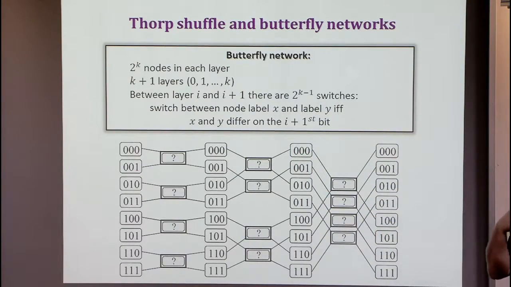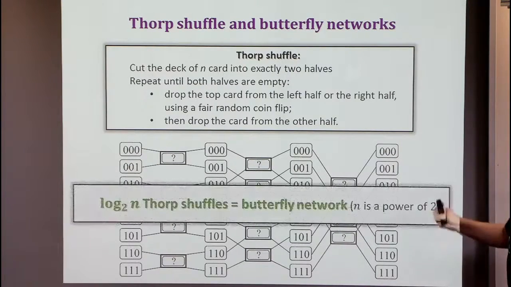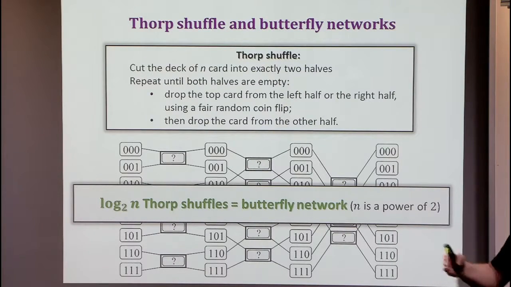And then this process is equivalent to the Thorp shuffle. One can show that if you apply log n Thorp shuffles, you get exactly switching networks which correspond to butterfly networks, where n is the number of inputs.